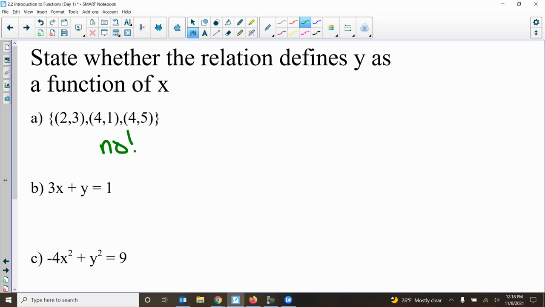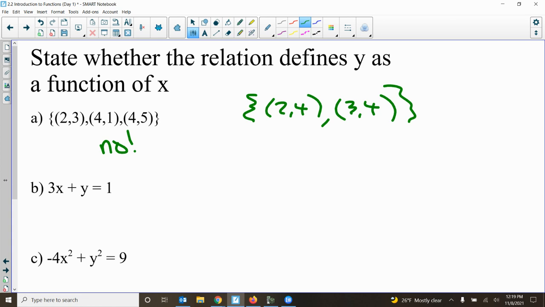What if I asked this question? Is that a function in green? Yes. Do you see the difference? Y's being repeated is okay. X is being repeated, not okay.